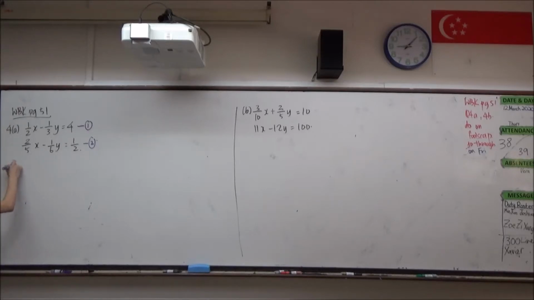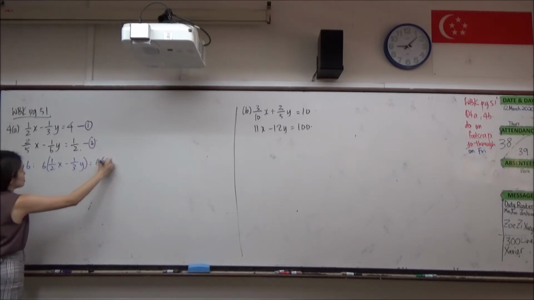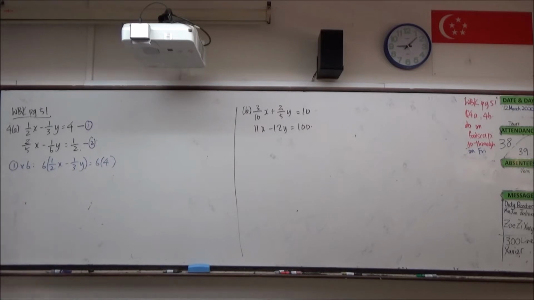Equation 1 times 6, okay? Alright, then we are going to have this. Then after that, that simplifies to give us 3x minus 2y equals 24. Right? Then what is the next thing to do, Kai Chen?